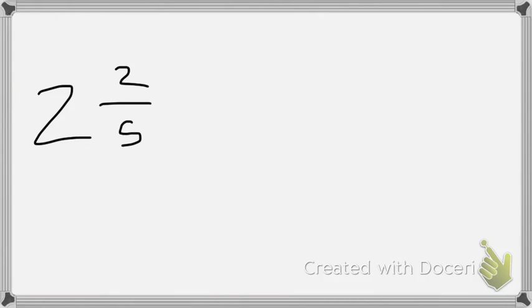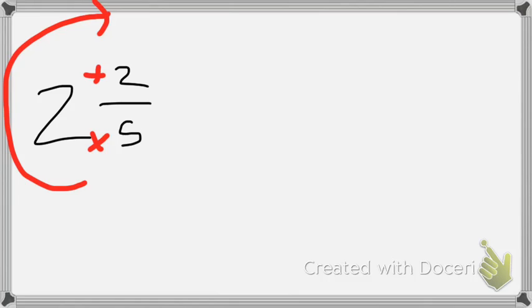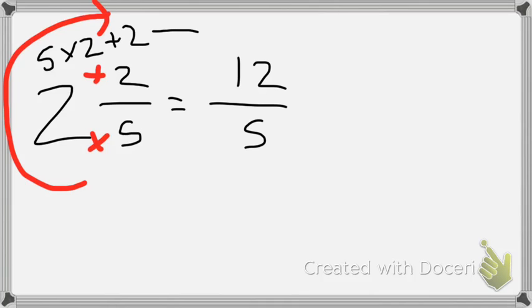Here we have 2 2/5. And we'll go clockwise in the circle. 5 times 2 plus 2. 5 times 2 is 10, plus 2 is 12 over 5. So 5 times 2 plus 2 gives us 12, and your denominator stays the same.